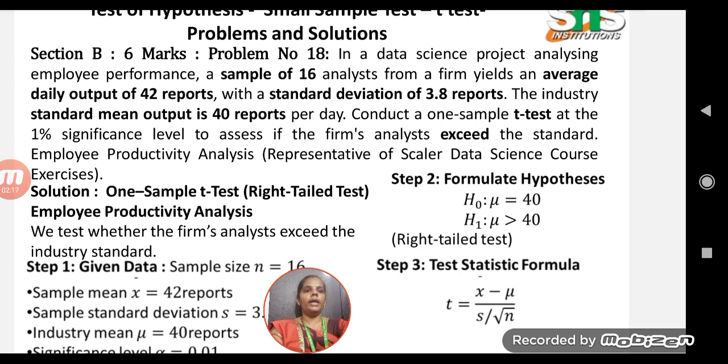For this case, we can formulate the hypothesis. What we have seen in the previous video is that there are two types of hypothesis, the null hypothesis and the alternate hypothesis. Null hypothesis means we can accept the right one. Sometimes we can reject it also. If we reject it, then we can accept the alternate hypothesis. So here I am formulating two hypotheses. The mean value is equal to 40. Suppose it is not equal to 40, then it should be greater than 40. It is a right-tailed test.